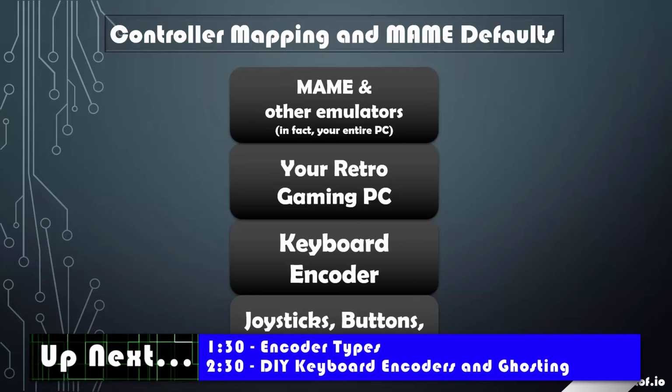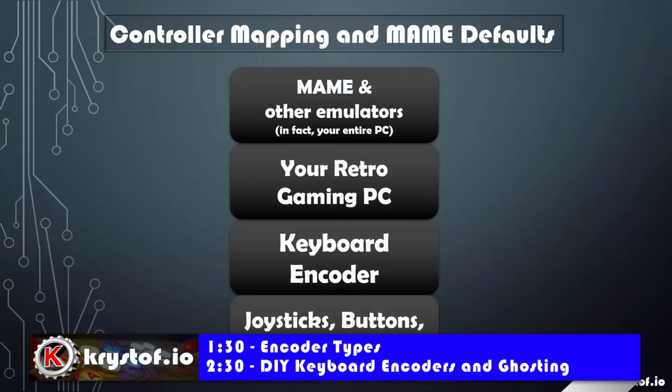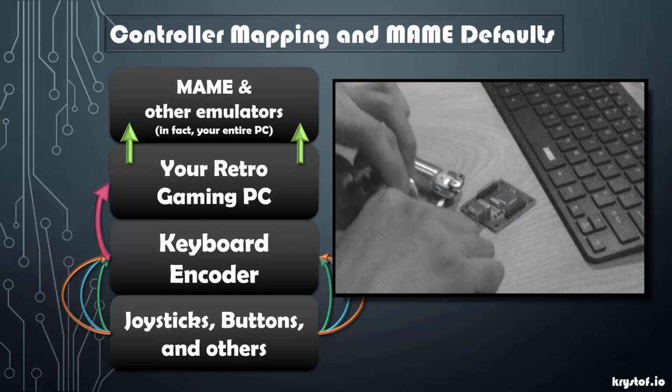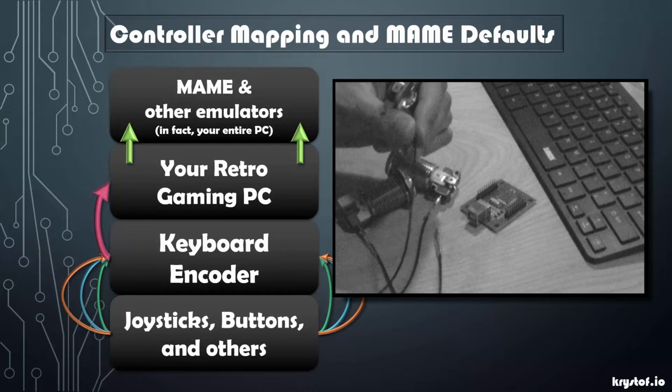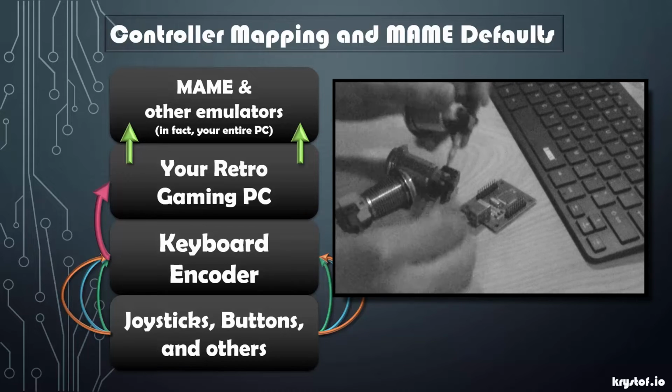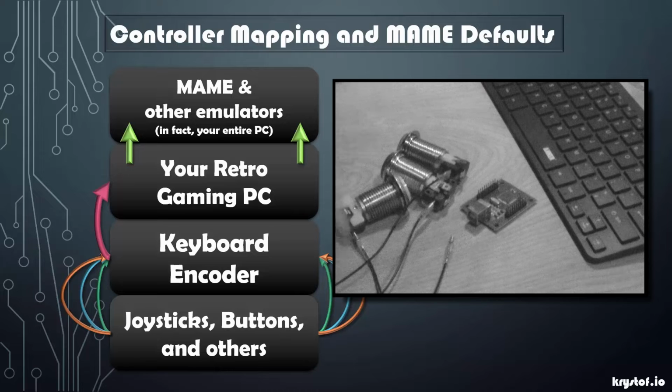When you're building an arcade cabinet, you'll most likely need to wire up those joysticks and buttons to something. Typically, this is a USB board called a keyboard encoder. Also known as an arcade controller, the board has rows of pins that you connect the switches on your joysticks or buttons to.